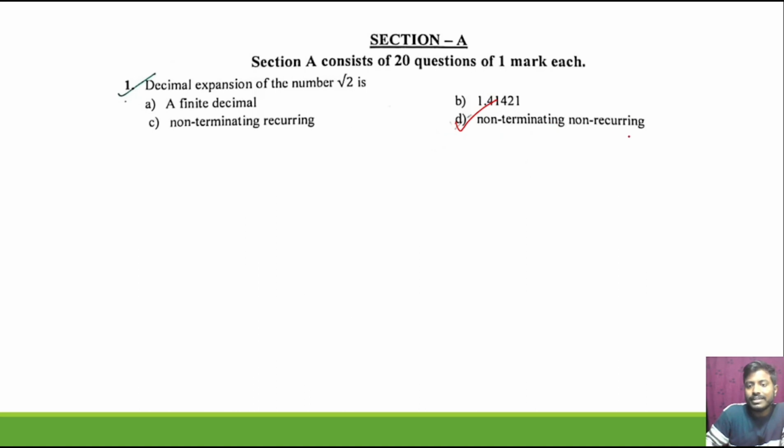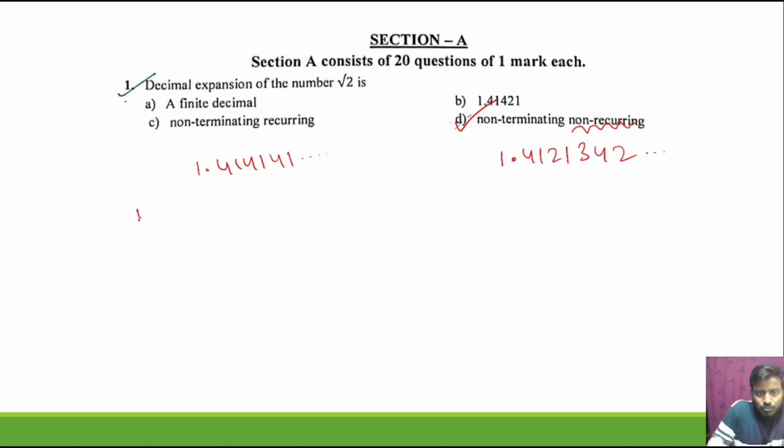That is non-terminating, non-recurring. Non-recurring means we can write in this way, like 1.41213442. Okay, recurring means 1.41414141... Okay, so also you should know, if a number is 0.29 bar, how to convert it into P by Q. So you can write 29 divided by 99.